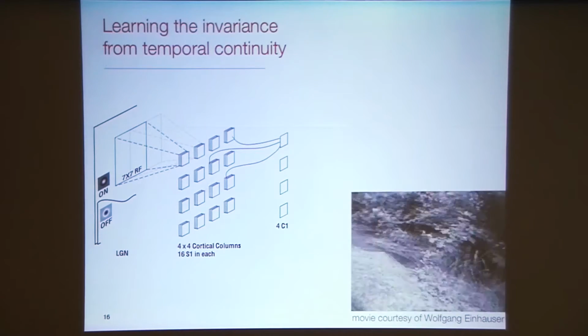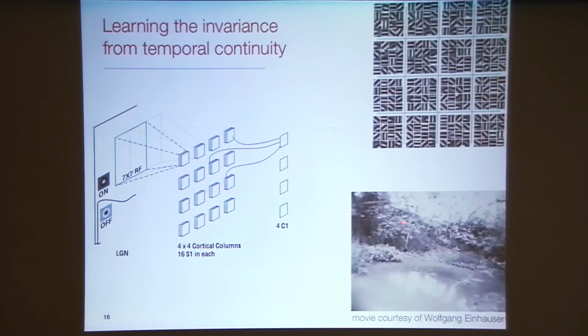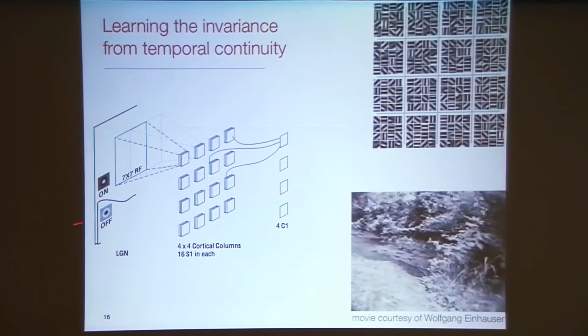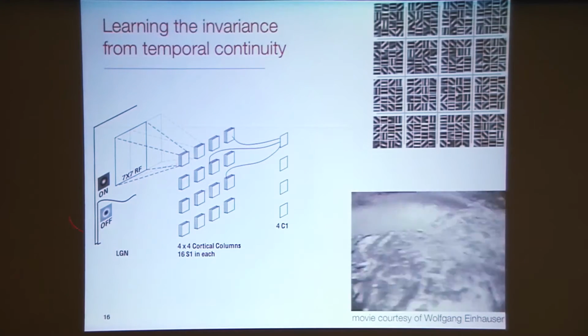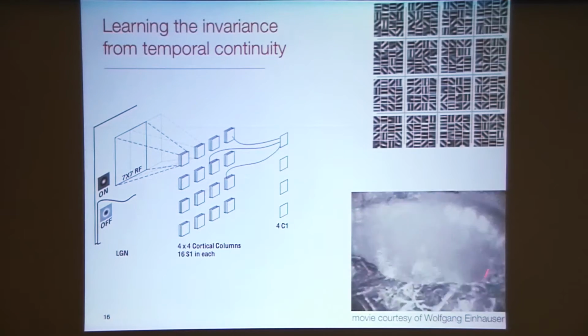This is just, very quickly, to show you the kinds of things we can learn using these very simple learning rules, starting with a population of on and off center-surround receptive fields at the level of the LGN. We essentially used a natural movie.